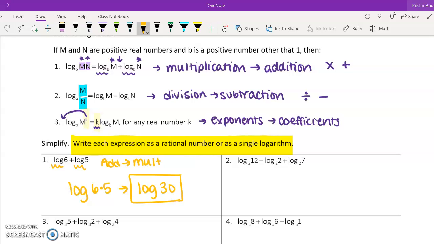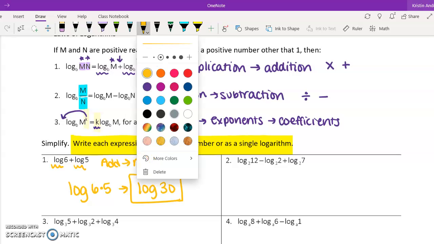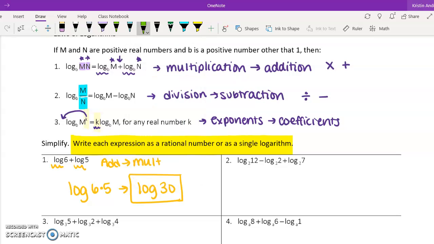Okay, second one. We have log base 2 of 12, a log base 2 of 2, and a log base 2 of 7. Since these are all log base 2's, I could go log base 2 of, you start with your 12, subtract is divide, so I'm going to do 12 divided by 2, and then plus the 7 would be like times a 7. So this is 6 right here times 7, which is log base 2 of 42. 6 times 7 is 42.